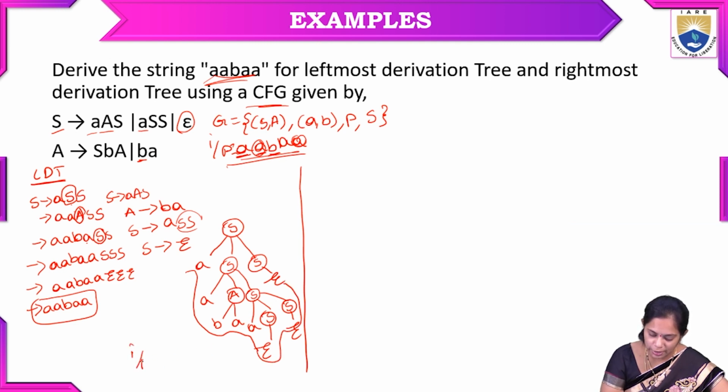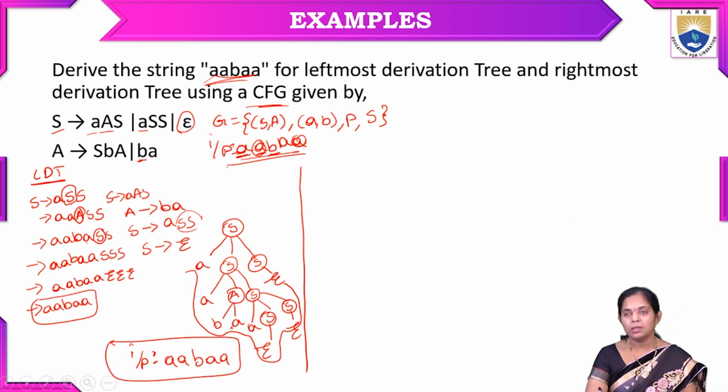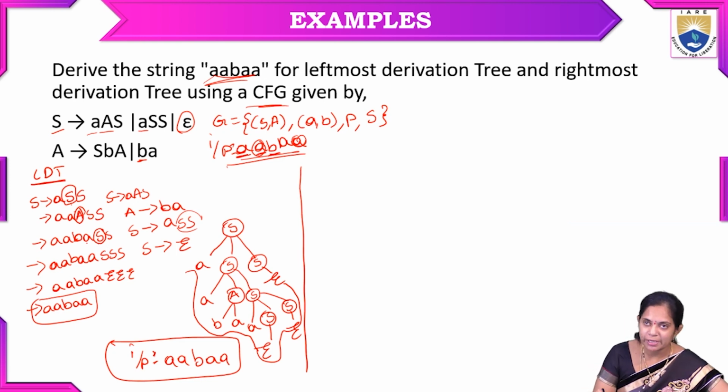So the input string is A, B, A and epsilon, epsilon, epsilon. So finally A, B, A. We got the input string from this derivation tree. So this is about the leftmost derivation, and for the same example we will construct the rightmost derivation.